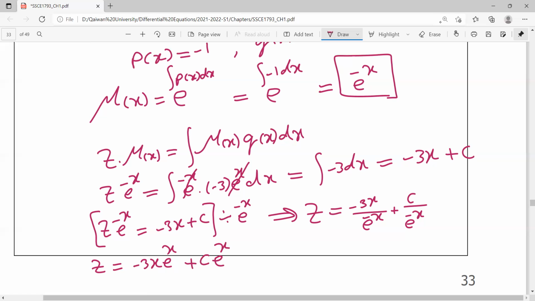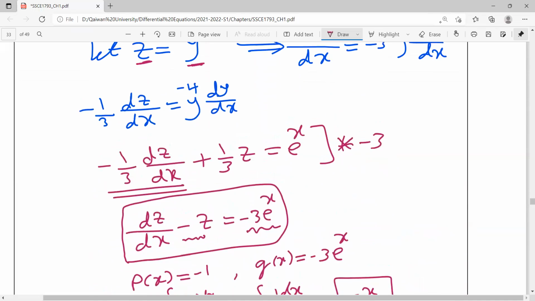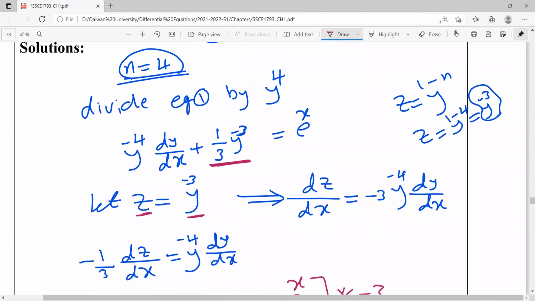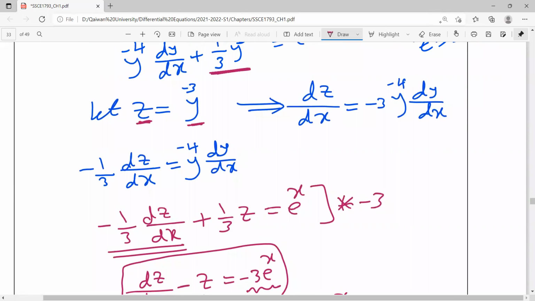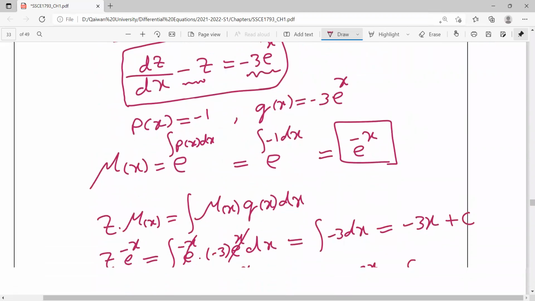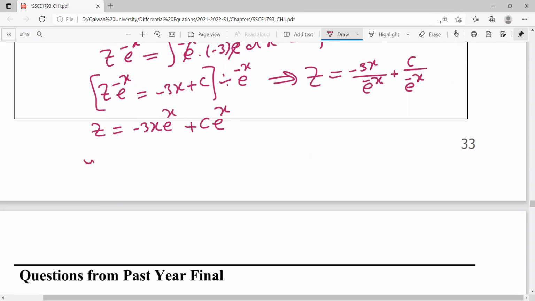This is set. But we must find the solution for y. Here we said z equals y to the power -3. That means here y to the power -3 equals -3x e^x plus c e^x. We just replace z by y to the power -3. Here we should find y.